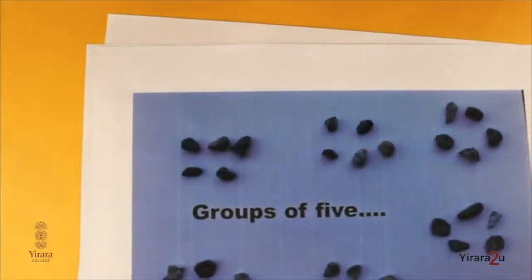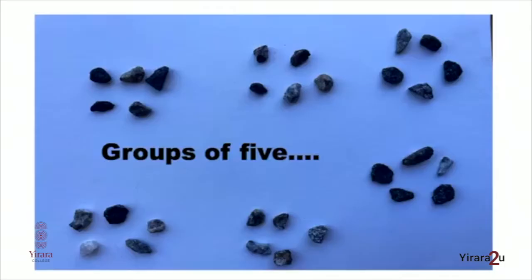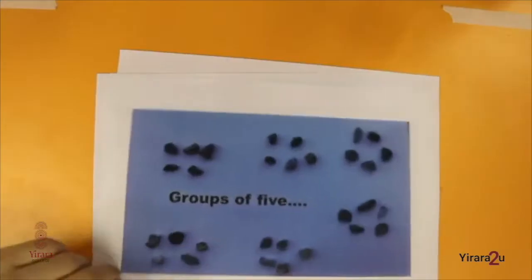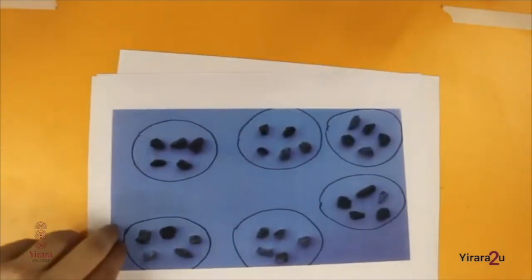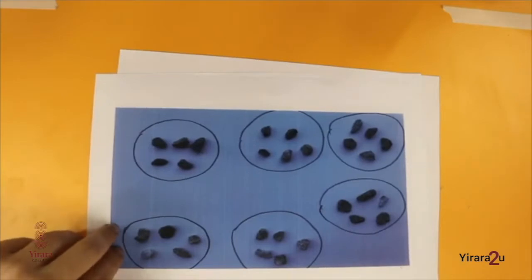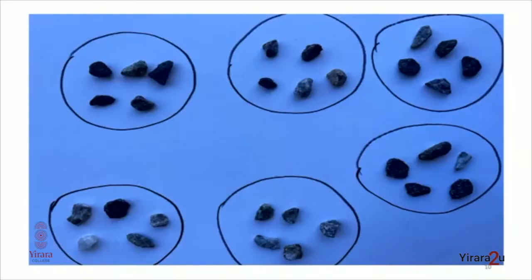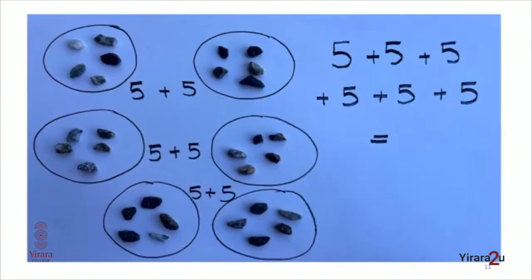Now a little bit more about groups of 5 on the next slide. I've found a handful of gravel and I laid it out on the concrete and divided it into 6 groups of 5. So we're just going to go through those. There we've circled 6 groups of 5. 5 pieces of gravel in each group. Now Mr. Keegan's going to explain how we add them together. See how many we've got all together.